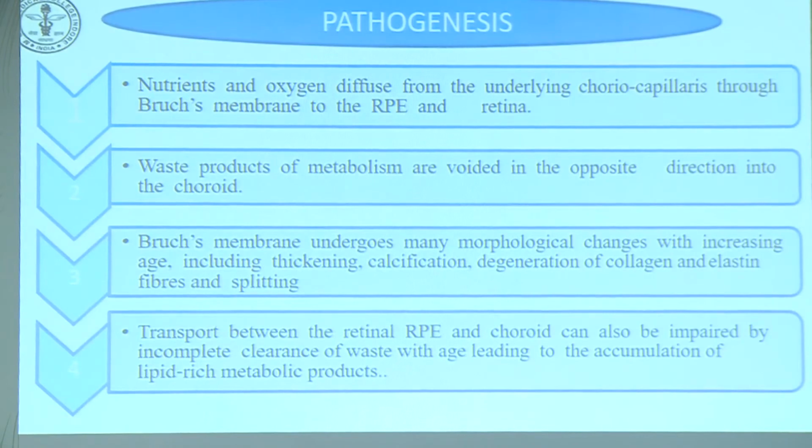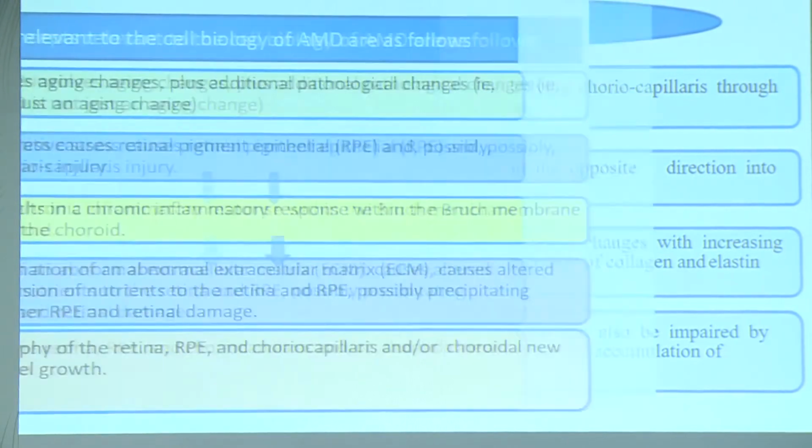The pathogenesis being the nutrients and oxygen diffused from the underlying choriocapillaries through the Bruch's membrane to the RPE and retina, and the waste products go the opposite way. The Bruch's membrane undergoes many morphological changes with increasing age, including thickness, calcification, degeneration of collagen and elastin fibers, and splitting. Transport between the RPE and choroid can also be impaired by incomplete clearance of the waste with age, leading to accumulation of lipid-rich metabolite products.